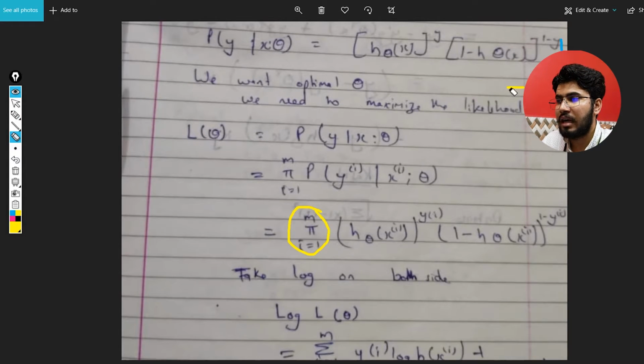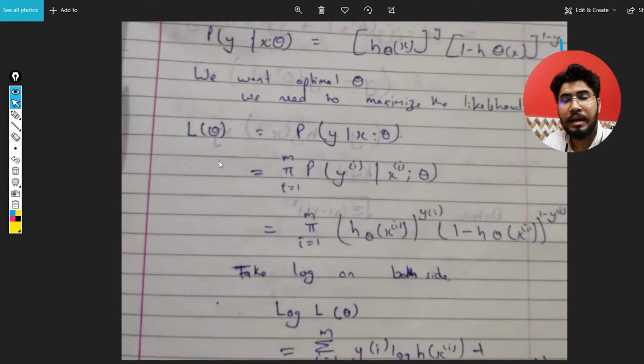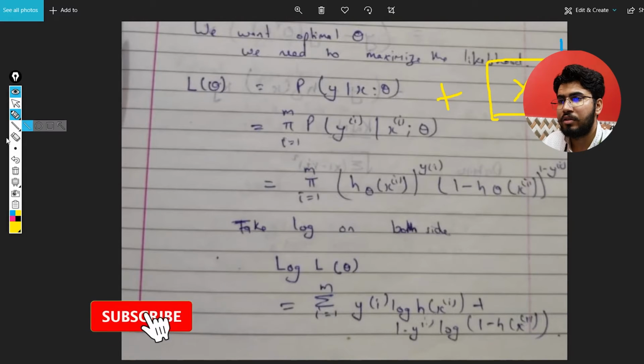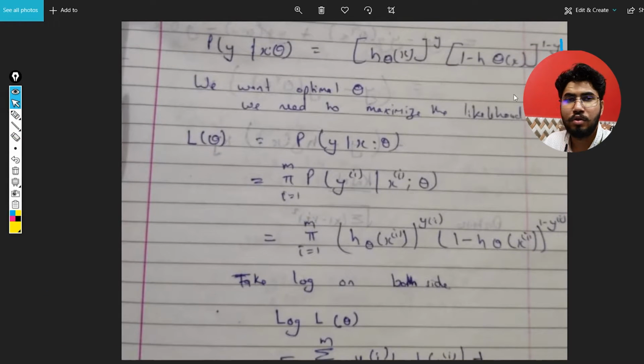So for this, I am going to take the log of these values. Log has a property of converting multiplication into summation. Okay, so that's why I am taking the log here. So this is going to be a log likelihood. This cost function is called the log likelihood.